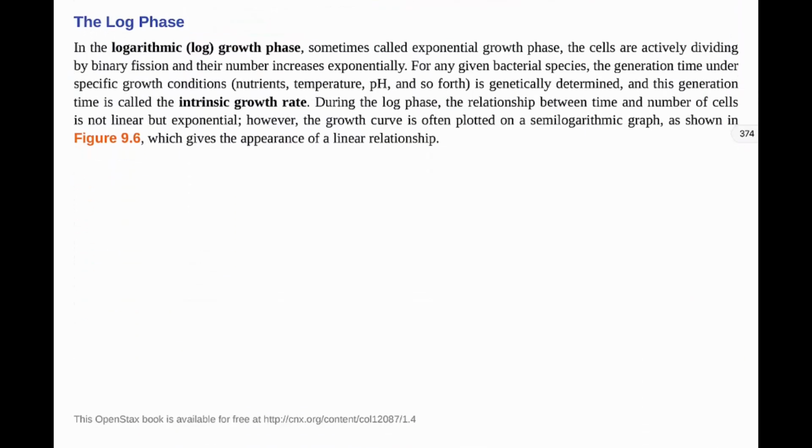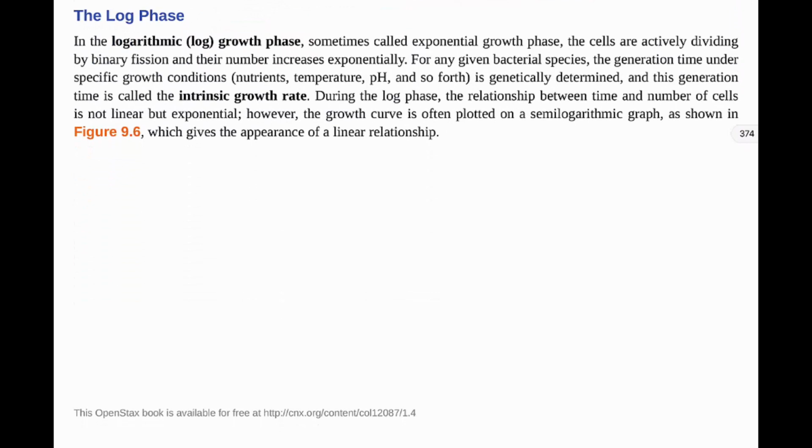Then the second part of our growth curve is the log phase, the logarithmic growth phase. It's also sometimes called the exponential growth phase. And this is when the cells are actively dividing by binary fission, and their numbers are going to be increasing exponentially. So log growth, logarithmic growth, if you remember back to some math classes, that's exponential. So it's not just 1 going to 2, going to 3, going to 4.